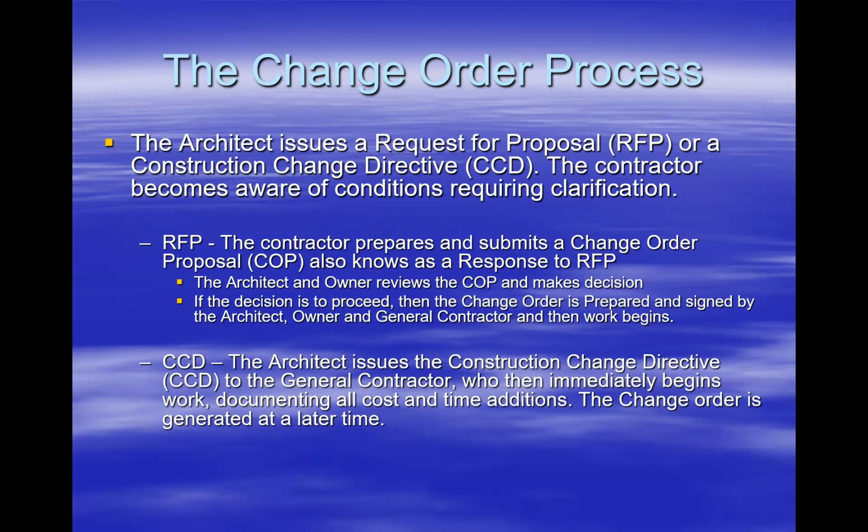Two ways here. The architect issues a request for proposal, or they issue a construction change directive. They're two different things. The other is the contractor becomes aware of conditions requiring clarification. I'll come back to that. So these are the three different things we're going to talk about here really quickly.